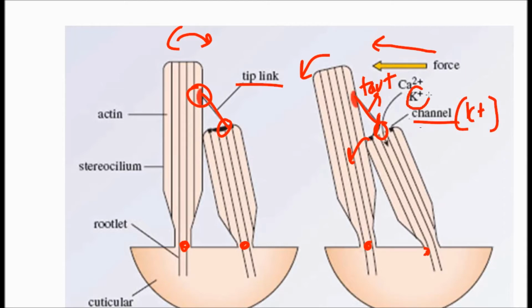And as I mentioned before, endolymph is rich in potassium ions, which means there's a high concentration outside the stereocilia. So according to the chemical driving force, the ions will influx into the stereocilia, or into the hair cell. And because it's a positive ion, what will happen is it will cause depolarization.